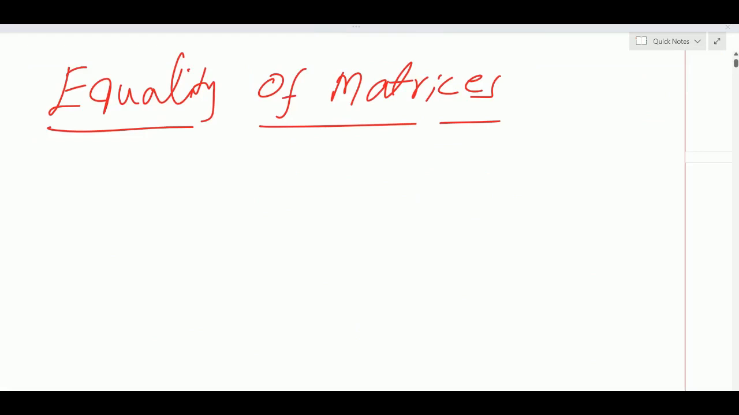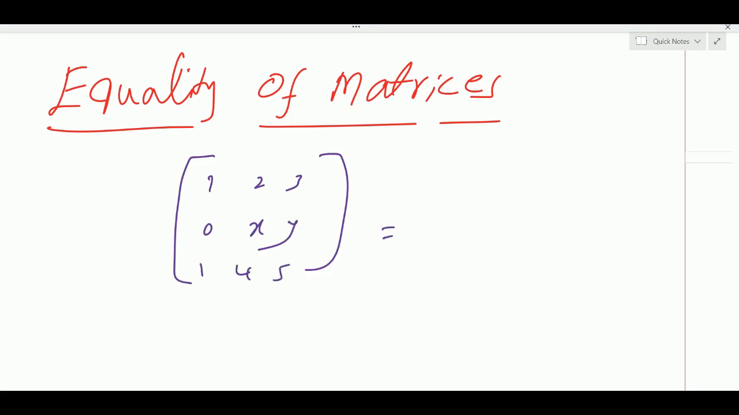What is equality of matrices? A simple first example. Suppose this is one of the matrices with the elements 1, 2, 3, 0, x, y, 1, 4, 5. Some other matrix contains 1, z, 3 and 0, 3, 4 as well as p, 4, 5. You have been given like this.